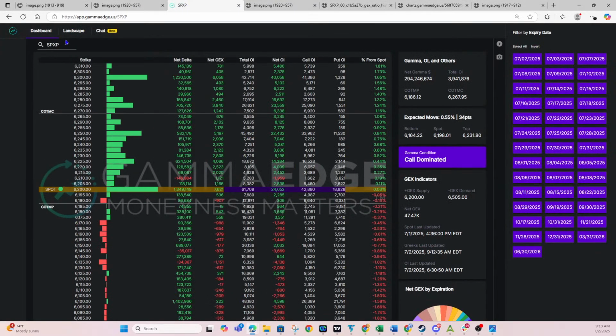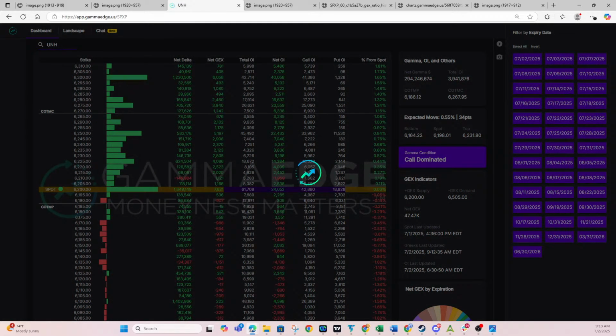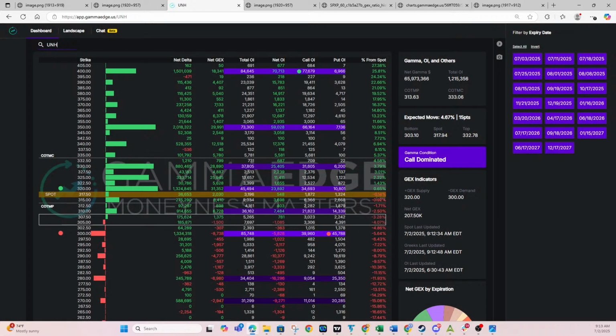All right, here's our web app. If you're not familiar with it, we just punch in the ticker, and in a couple of seconds we get an overall look at the option structure. So heading into today, UNH is call dominated. UNH does not have everyday expiries, so we'll be looking at 7.3 and 7.11, but it is call dominated.